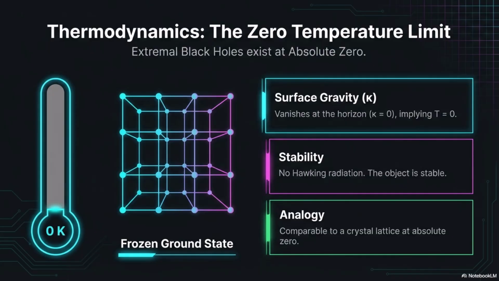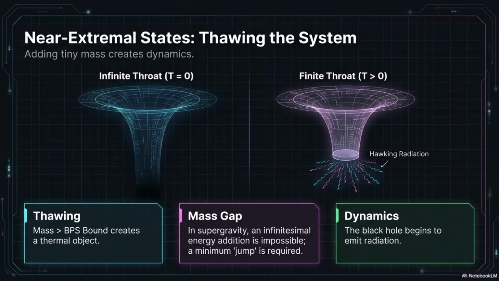But then we have the thawing. What happens if you add just a tiny bit of mass? Well, see, you can't add just a tiny bit. The document mentions a mass gap. You actually have to add a minimum chunk of energy to wake it up. Like kickstarting an engine. You can't just trickle fuel in.